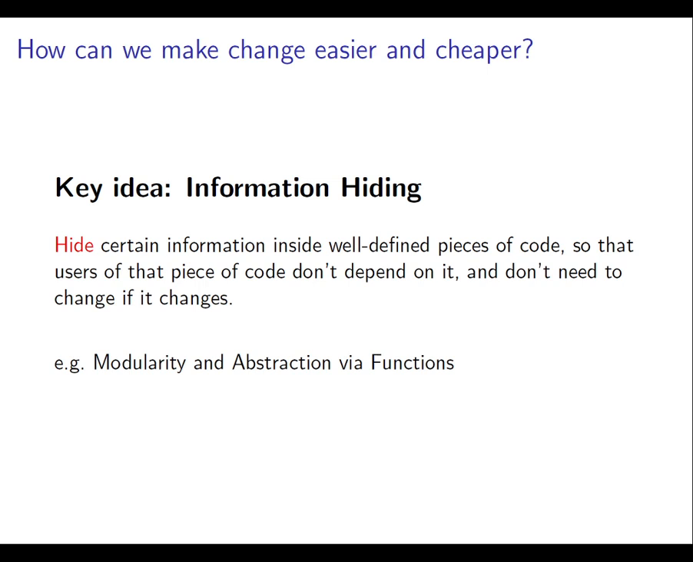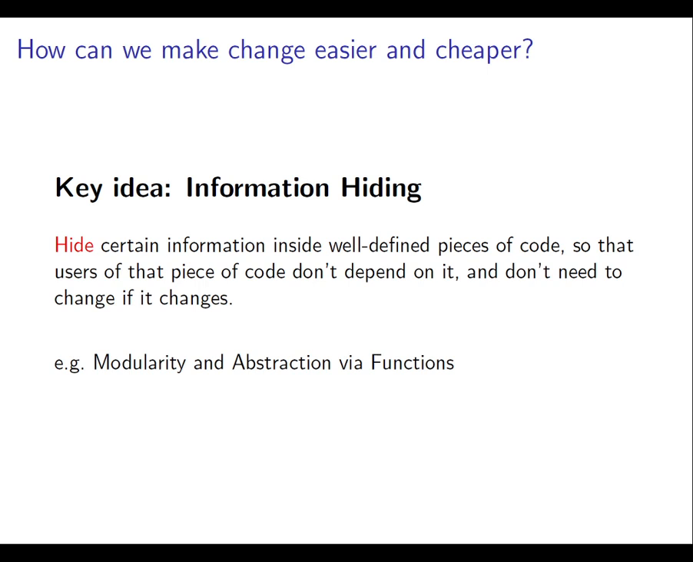Related to this, in a way that may not be completely obvious at this stage, but stay with me, is the idea of information hiding. And what we mean by this is that we try to limit the amount of information that somebody who wants to use a piece of code needs to know. So we hide certain information inside a well-defined piece of code, and the idea is that the hidden information is intended to be information that a user of the code doesn't need to know about.